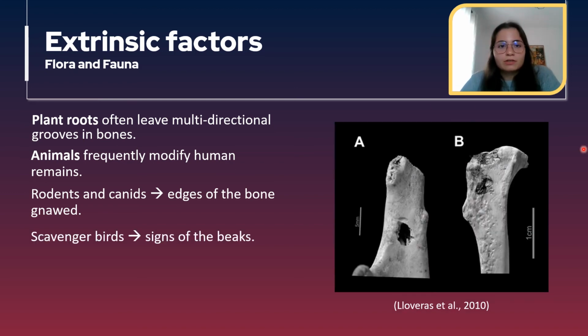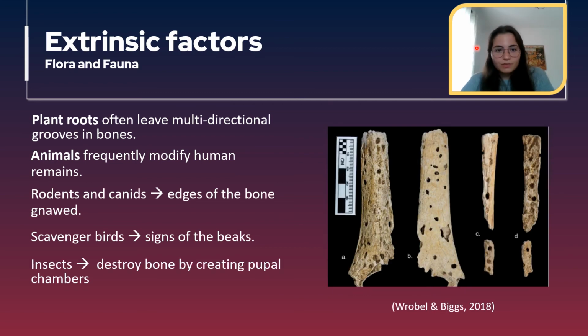Scavenger birds can also leave signs of their beaks. These holes here in this bone and this hole here were caused by an eagle. And finally, the insects. The insects can destroy bone by creating pulpal chambers, as you can see in all of these fragments of bone. These are human bones, these two are the distal end of the humerus, and these holes that every fragment of bone has were caused by insects.